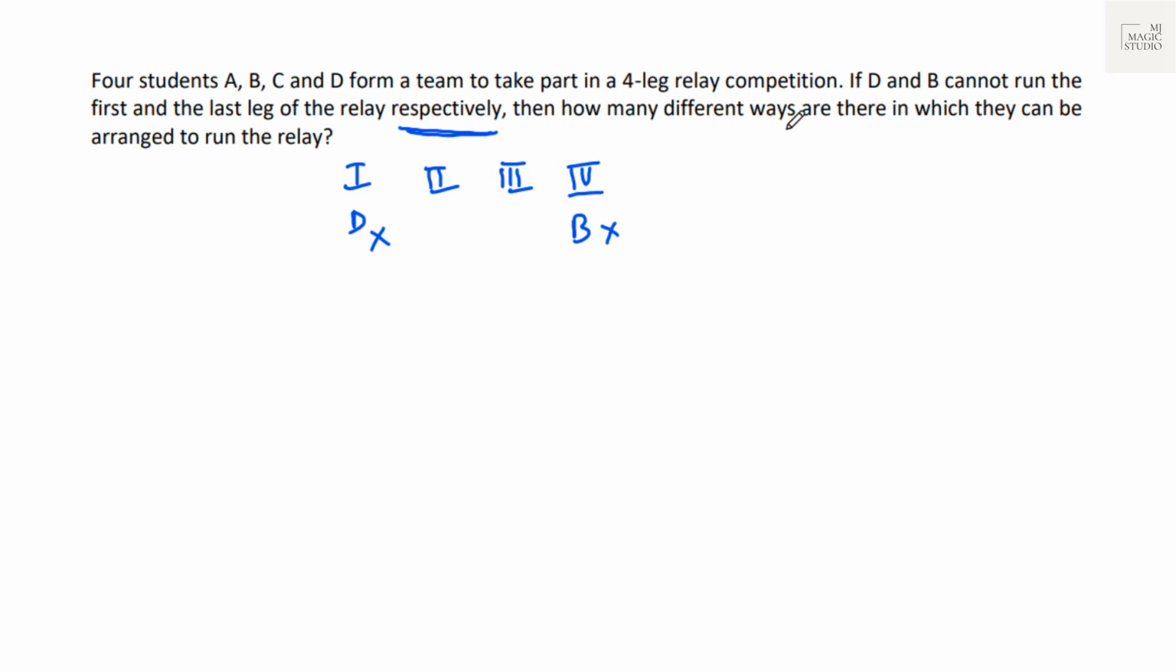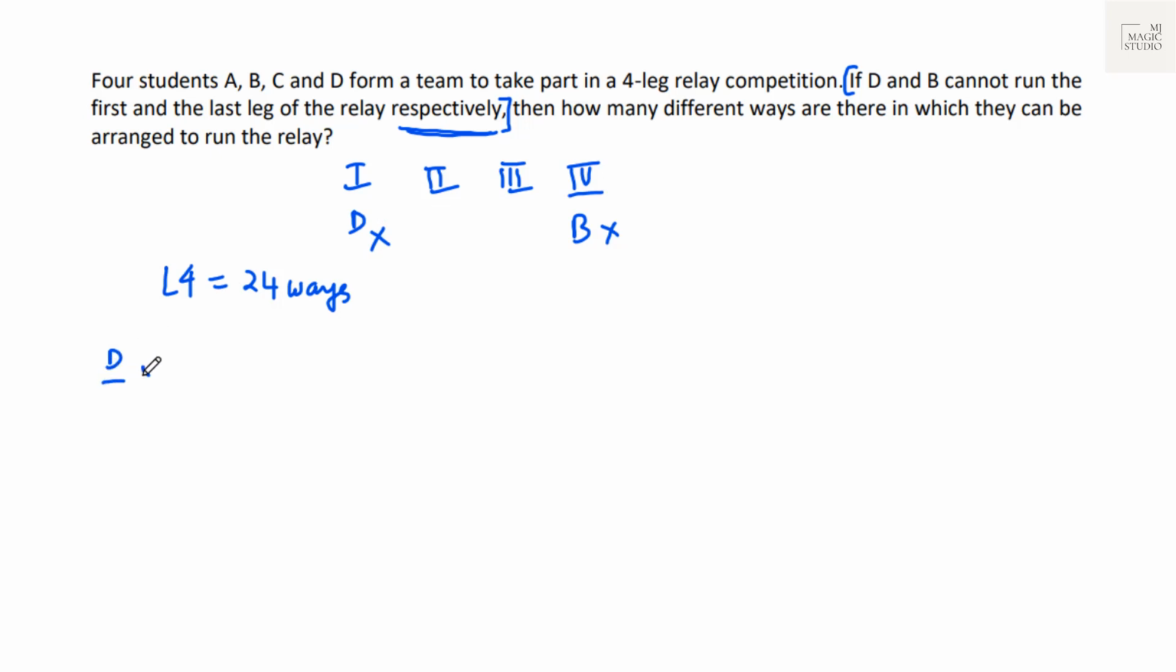Then how many different ways are there in which they can be arranged to run the relay? Now suppose this condition is not given, then it is a very simple question. 4 people can be arranged in factorial 4 ways. That is, there would be 24 ways in which this relay race can be arranged. But D should not start the relay. Now we need to find out that if D starts, then in how many ways we can have the race. That means in how many ways we can arrange these 4 objects given that it is starting with D.